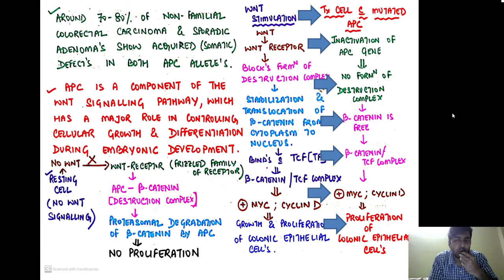giving rise to adenomas and subsequently carcinomas. So just remember one thing, whenever beta-catenin is free, it is going to cause growth and proliferation, and beta-catenin can only be free if APC is not working. So if this APC beta-catenin destruction complex is not formed, in that particular situation growth and proliferation will occur.